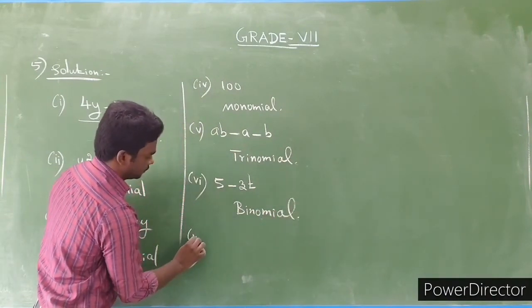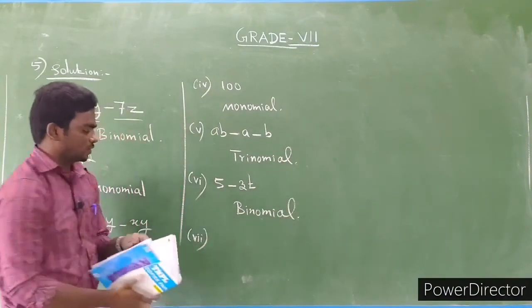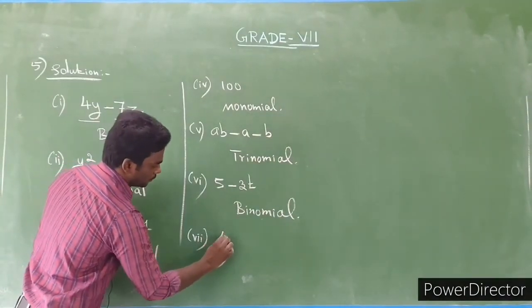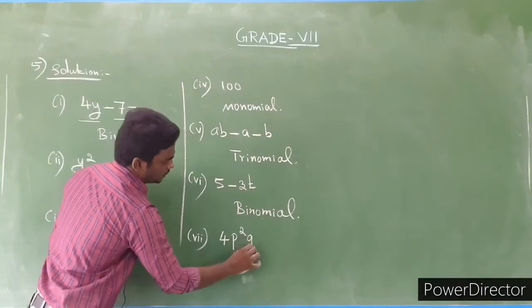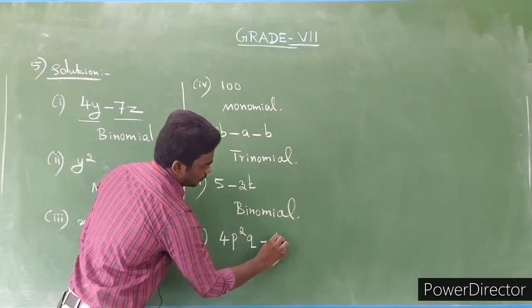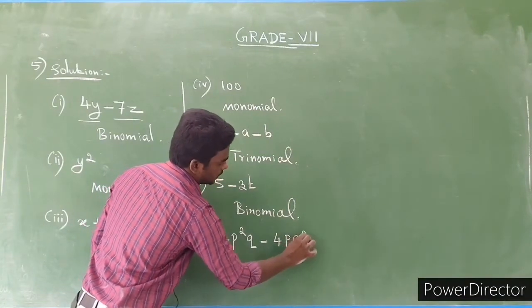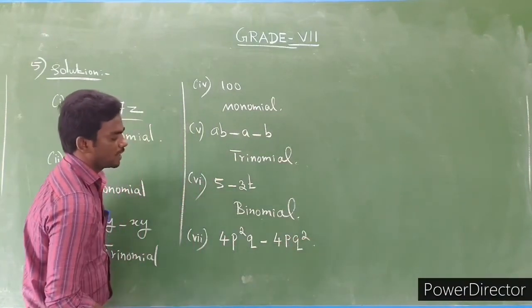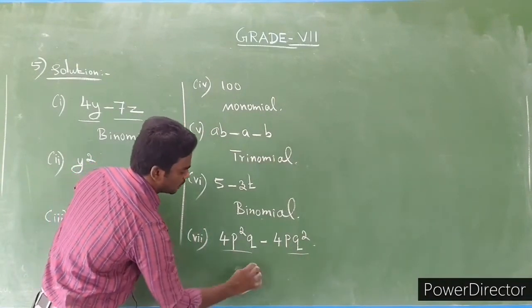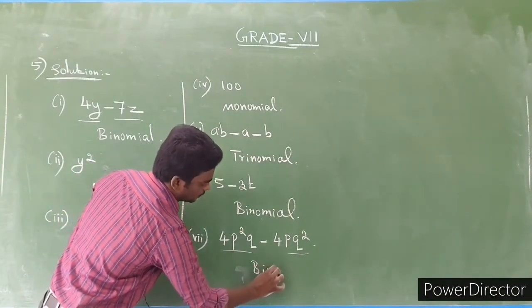Next, what is the seventh one? The seventh one is 4p square q minus 4p q square. This is called a binomial, because the expression contains two terms.